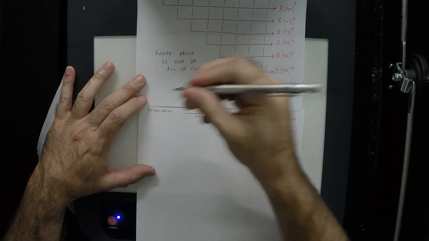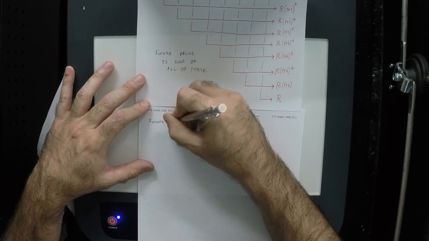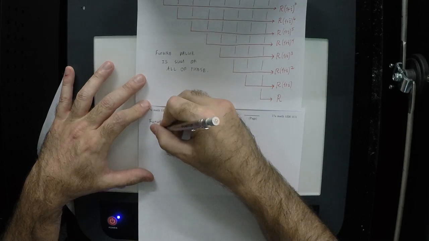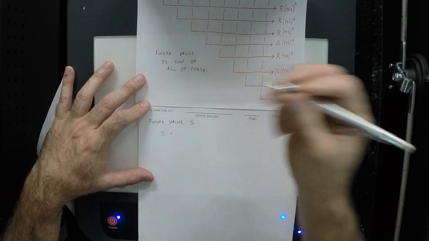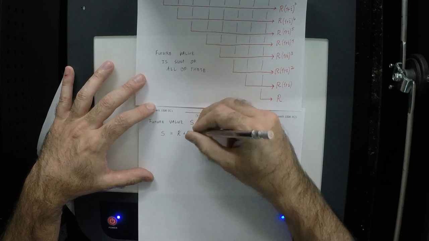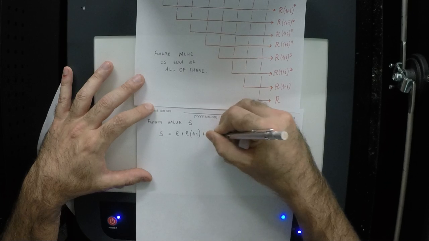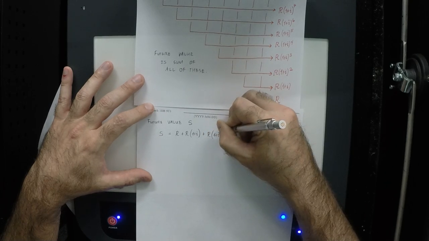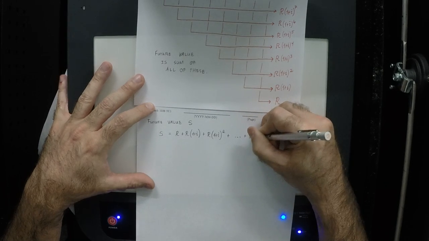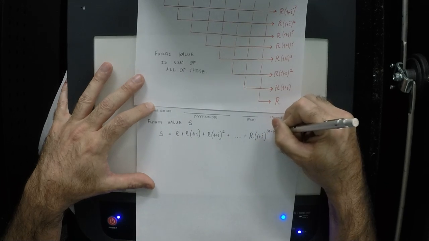So the sum is the future value, which is denoted with an S. And its value is S is equal to R plus R multiplied by 1 plus I plus R multiplied by 1 plus I squared plus dot dot dot plus R multiplied by 1 plus I to exponent N minus 1.